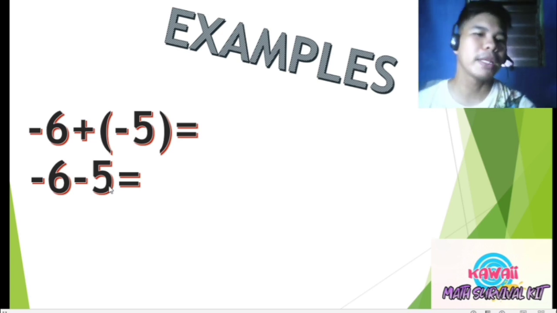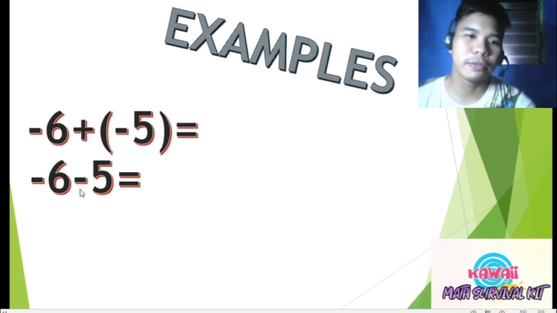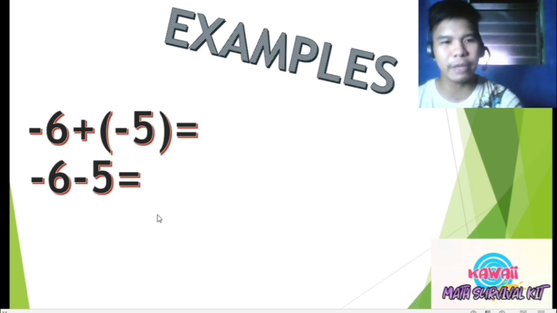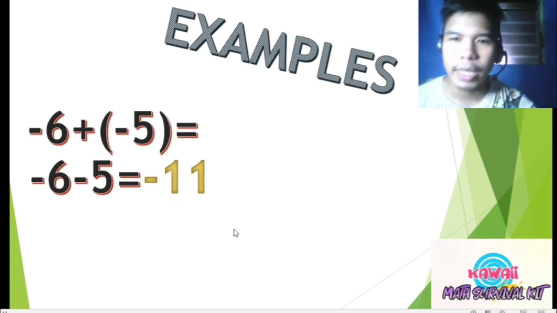So what will happen now, since they have like signs, they are both negative, so from the rules, we need to add them and then copy their common sign. So 6 plus 5 is 11, and then copy negative, that is negative 11.